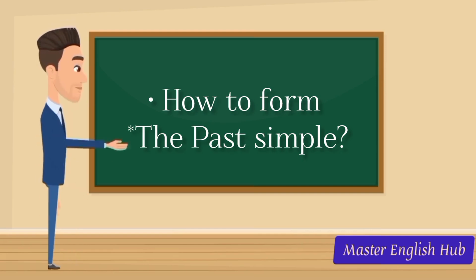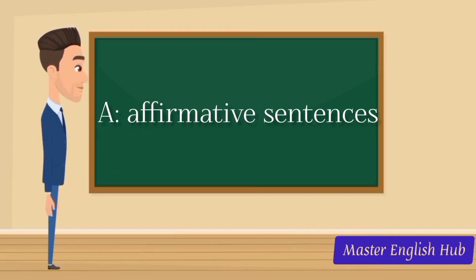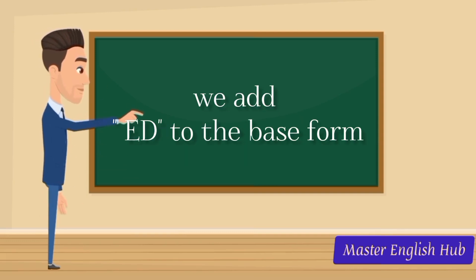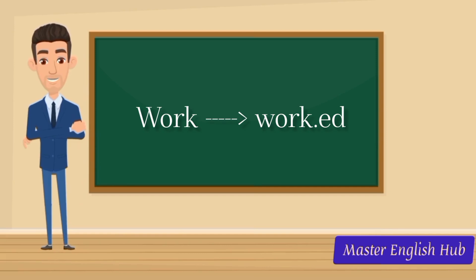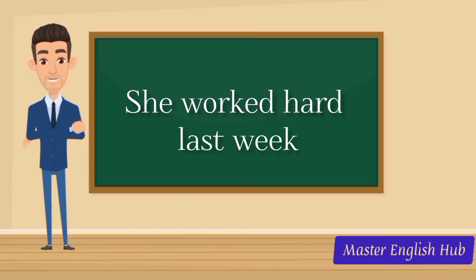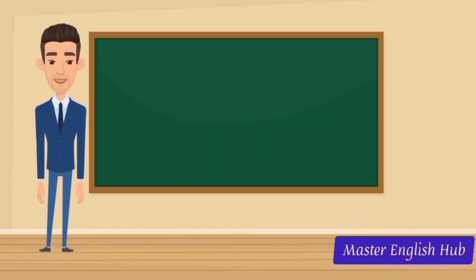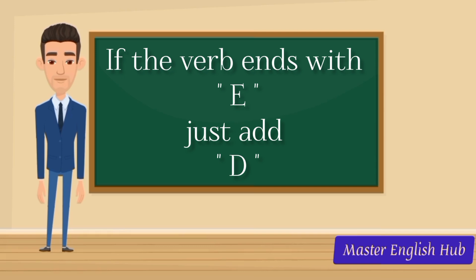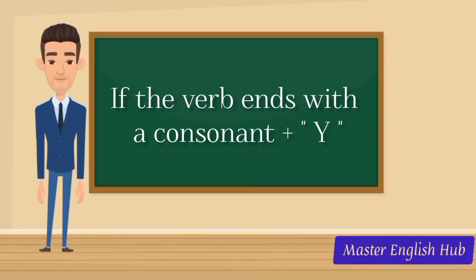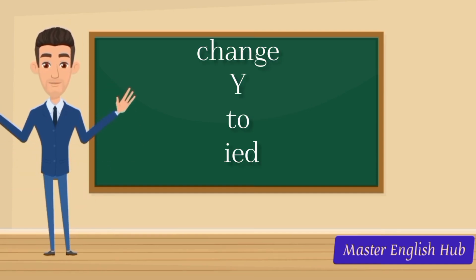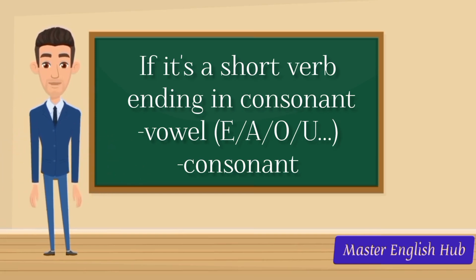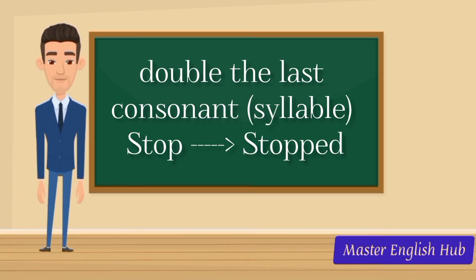How to form the past simple. A. Affirmative sentences. For regular verbs, we add -ed to the base form. Play, played. Work, worked. Example: I played football yesterday. She worked hard last week. Spelling rules: if the verb ends with e, just add d. Love, loved. If the verb ends with a consonant plus y, change y to -ied. Study to studied. If it's a short verb ending in consonant-vowel-consonant, double the last consonant.